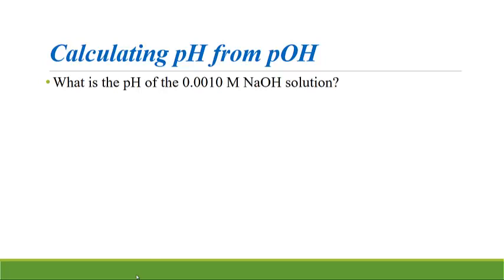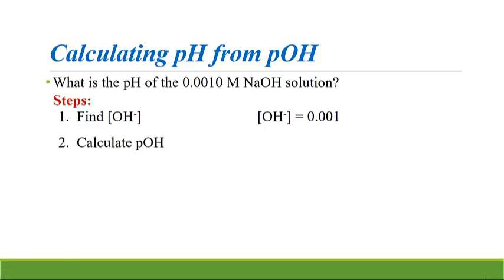Well, what we see is that sodium hydroxide is a strong base, so it's going to be 100% ionized. So the first thing we need to do is find the hydroxide concentration. We know it's 100% ionized, so the OH concentration is going to be equal to that of the NaOH, which is 0.001. Step 2, we're going to calculate the pOH, so we take the negative log of that value, and we come up with a pOH of 3.